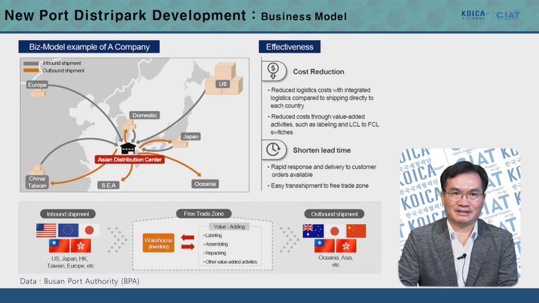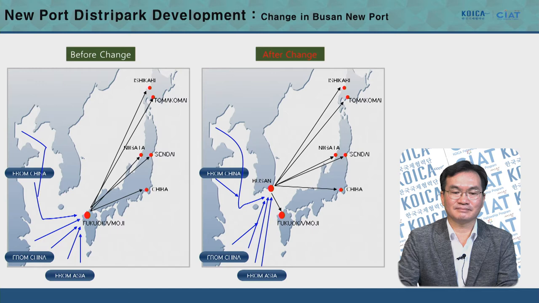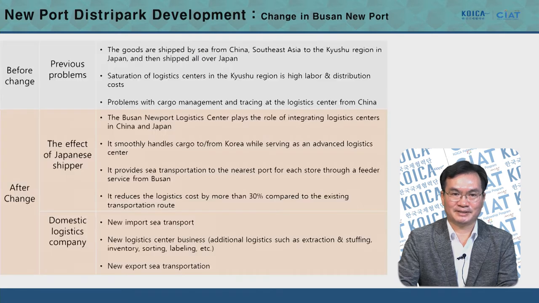Cost reduction: it reduces the logistics cost with integrated logistics compared to shipping directly to each country. In addition, shortened lead time, rapid response and delivery to customers, and easy transshipment to the free trade zone. This is a real model case. Look at the picture before and after the change.